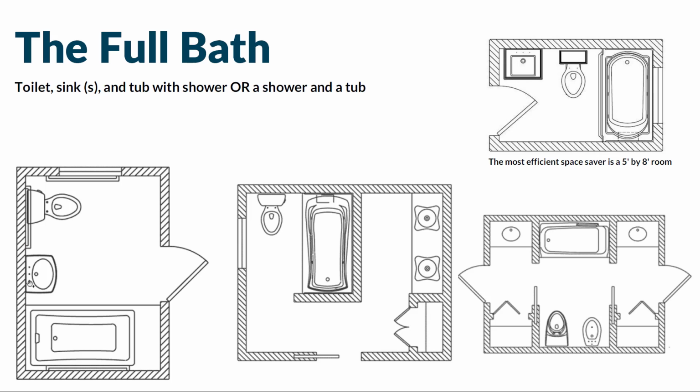And then we have the full bath. So a full bath is a toilet, sink or sinks, it can be multiples again, a tub with a shower, or a shower and tub that are separate, okay? So it has all of those pieces, a toilet, sink, tub, and shower. And the tub and shower can be combined, or again, they can be separate, depending on the desires of the client.